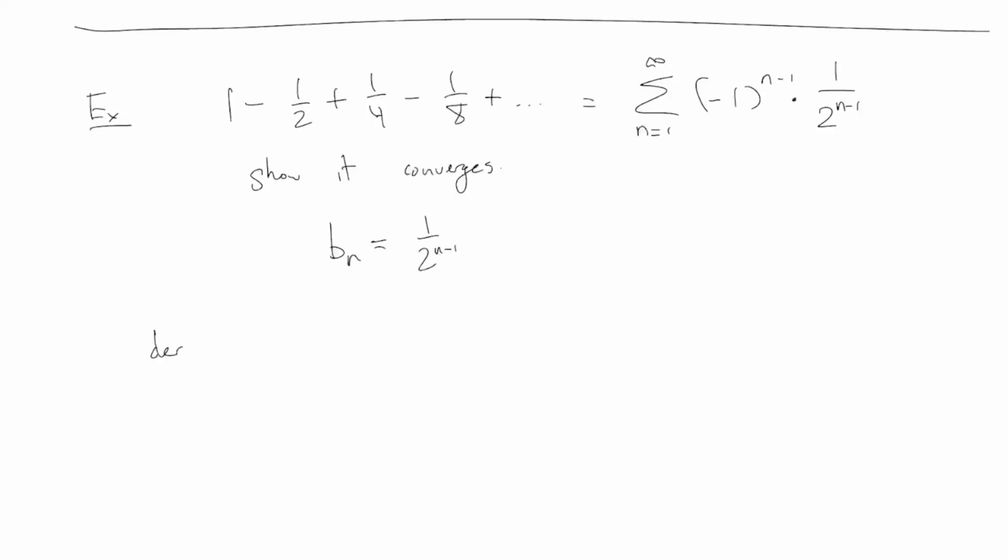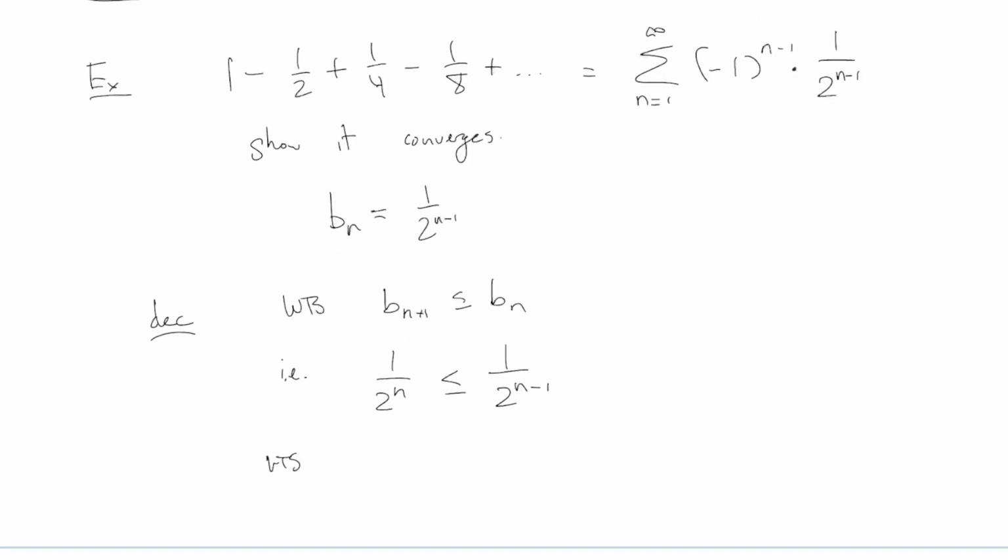All right, and now I'm going to do the decreasing part. I want to show Bn plus 1 is less than or equal to Bn. So, i.e., 1 over, well, this one over here is 1 over 2 to the n. It's n minus 1 on the right side and just n on the left side, because I'm replacing n with n plus 1, I get just n. All right, as usual, we multiply across. So that means I want to show that 2 to the n minus 1 is less than or equal to 2 to the n.